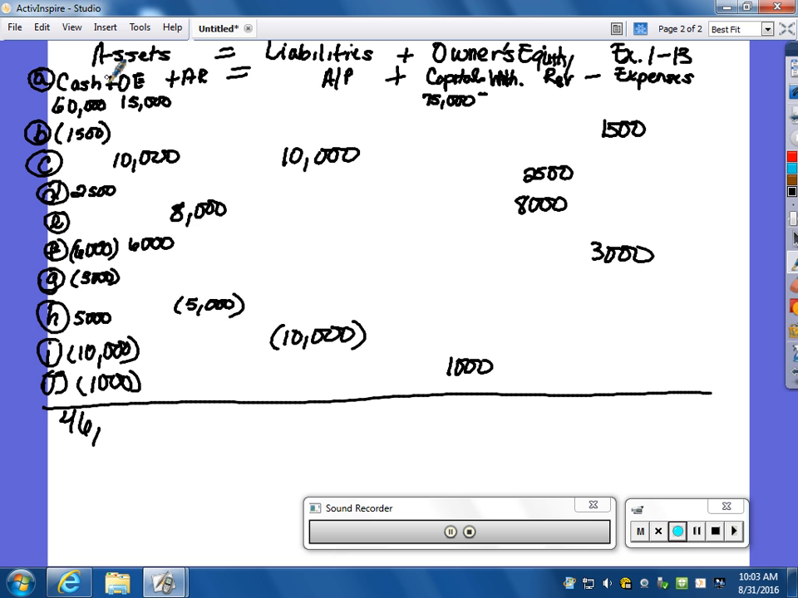We are only in cash right now. Everybody sees that? 46,000 for the cash account. What about office equipment? This is all that you're concerned about. 15,000 plus 10,000 plus 6,000 equals 31,000.